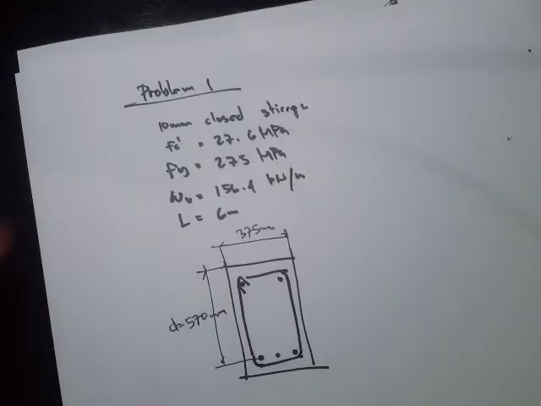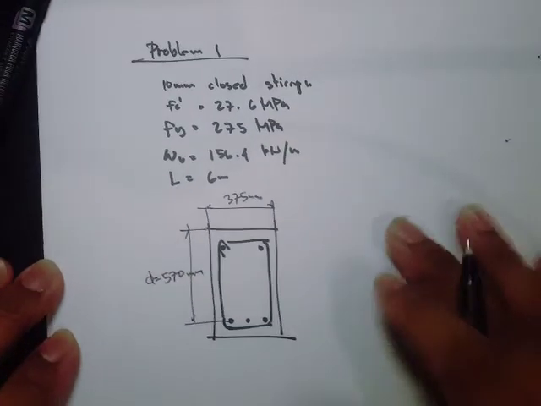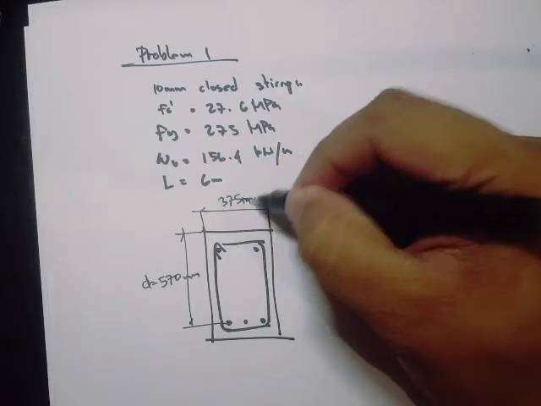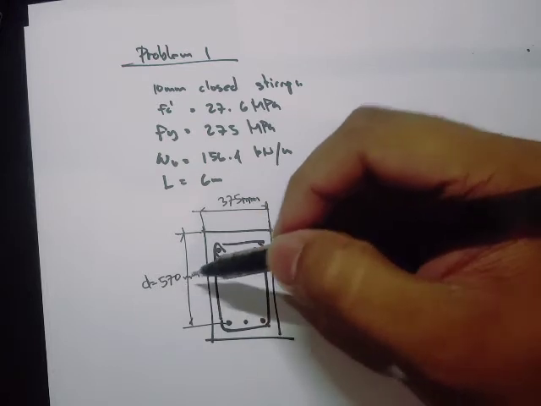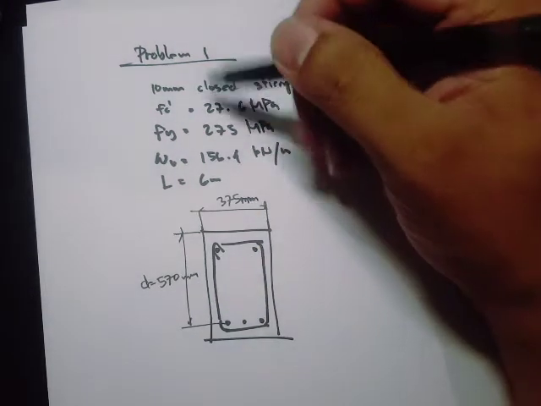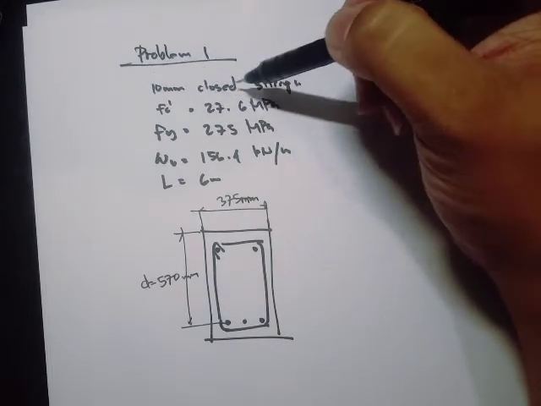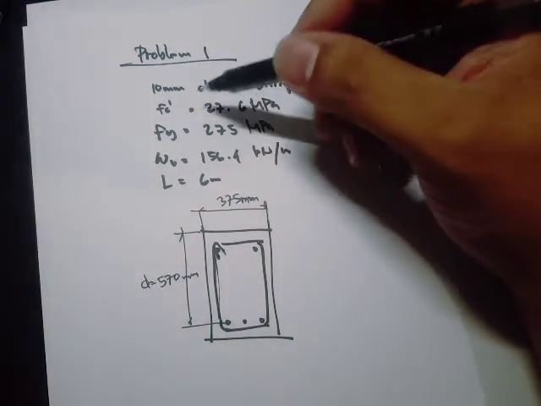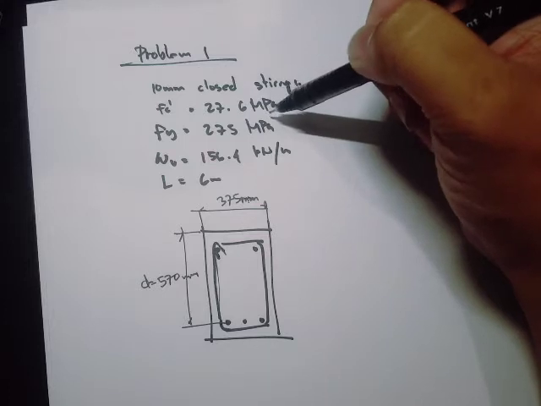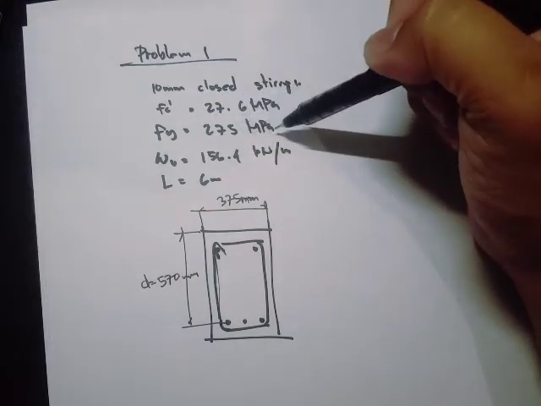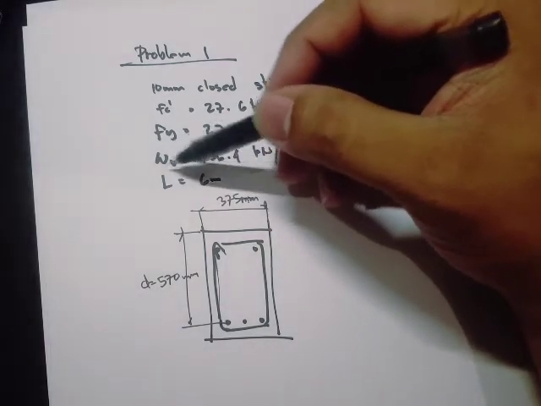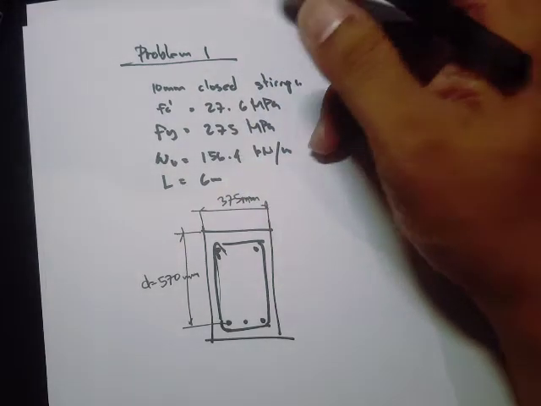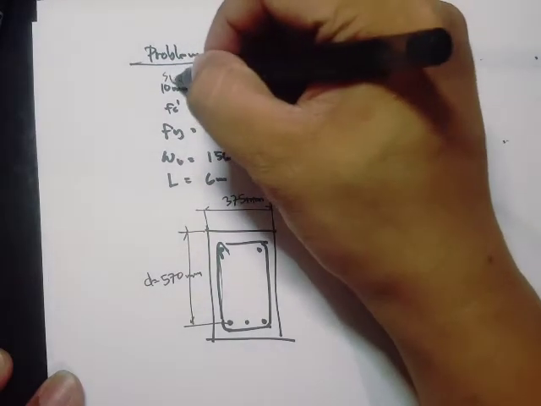Okay, so for our problem number one, we have this beam section. We have a 375 mm beam width and an effective depth of 570 mm. The problem states that we have 10 mm closed stirrups. So this is our stirrups, and it's a 10 mm rebar, an f'c of 27.6 megapascals, an fy of 275 megapascals. The factored distributed load is 156.4 kilonewton per meter, and a length of 6 meters. Okay, so let's just say we have a simply supported beam.